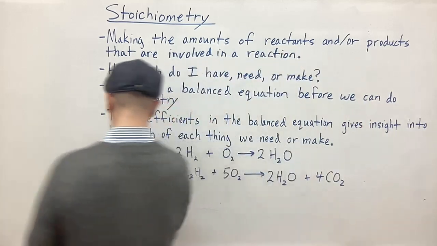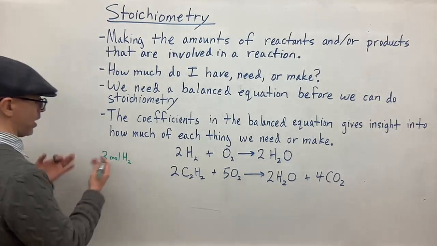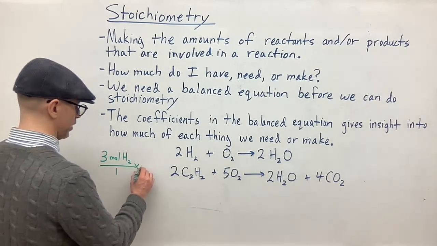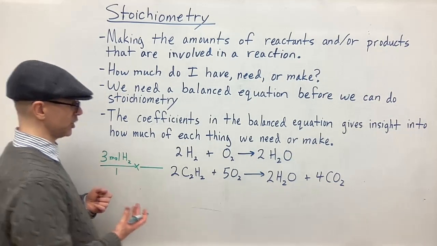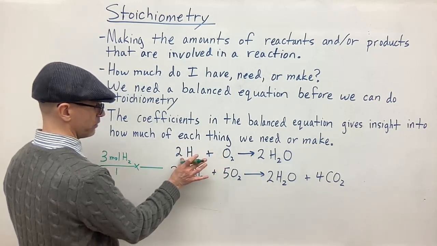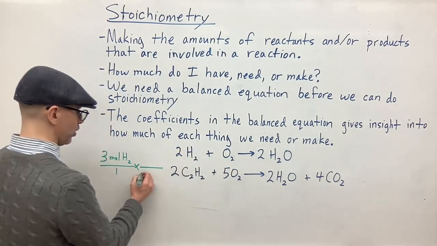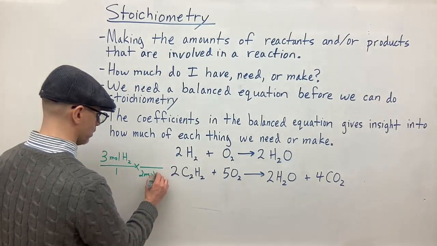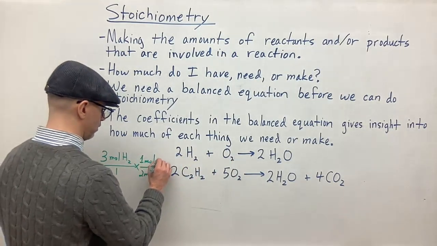So let's say I have 3 moles of H2 and I want to convert that to oxygen. Well, I can use a mole ratio as a conversion factor. So I have moles of hydrogen on top. I want to convert that to oxygen. Well, what's the mole ratio between hydrogen and oxygen? It's 2 to 1. So 2 moles of hydrogen needs 1 mole of oxygen. So I can just use the coefficients, put the 2 moles of hydrogen on the bottom, and I can take the 1 mole and put it on top. 1 mole of oxygen on top.